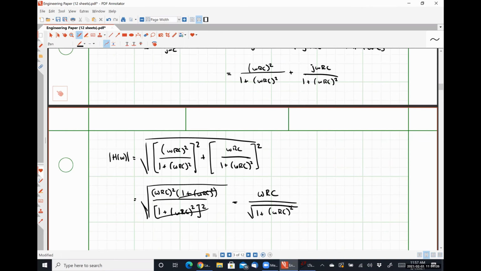Just to test things here, when omega is equal to 0, the magnitude of H has to be equal to 0 because we have 0 in the numerator. When omega is equal to infinity, we have infinity divided by the square root of infinity squared. So infinity over infinity looks like 1 to me. So this is obviously then a high pass filter, right? Because all of our low frequency terms are attenuated, all of our high frequency terms are passed.